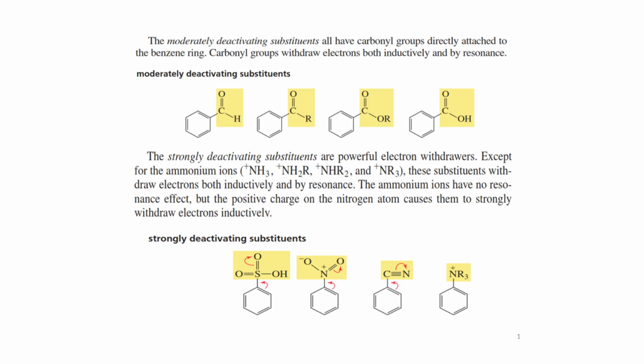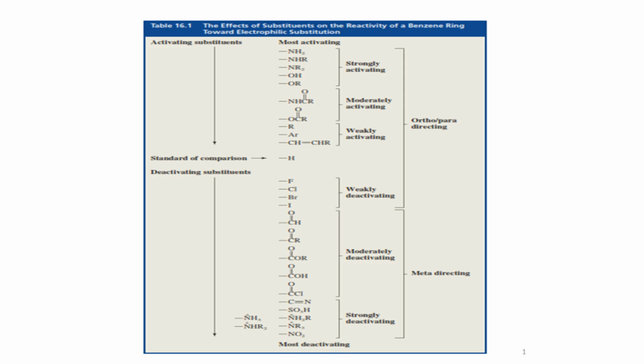Moderately deactivating substituents, like carbonyl groups, withdraw electrons both inductively and by resonance. Strongly deactivating substituents, such as ammonium ions, withdraw electrons even more strongly. This table summarizes the effects of various substituents on the reactivity of a benzene ring toward electrophilic substitution, showing their activating or deactivating nature and directing effects.